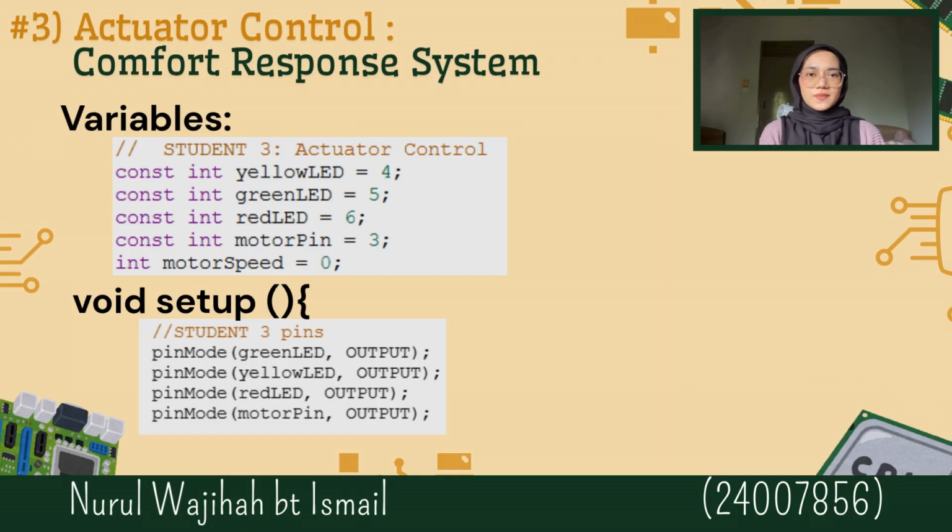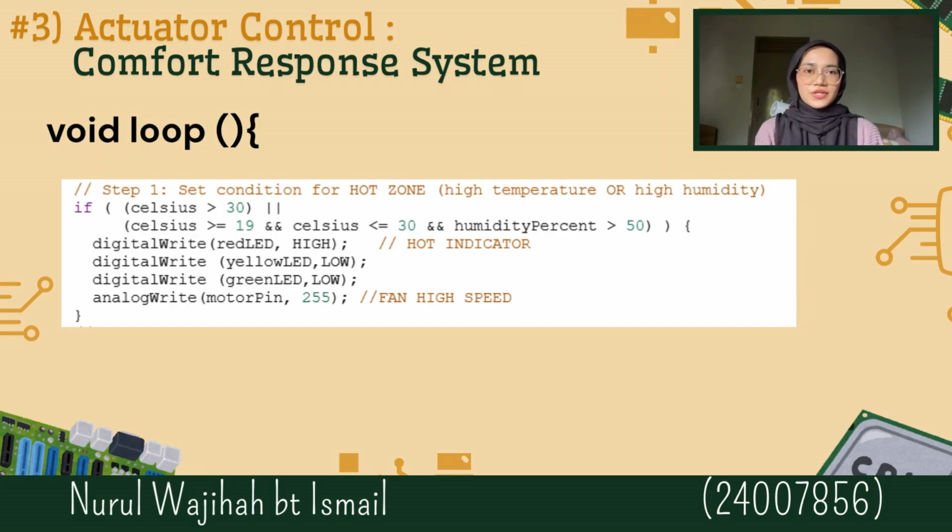So these are the variables and setup function for the actuator system. The pins for the LEDs and the fan are defined and configured as outputs. Next, we set up the conditions for the three different zones, which are hot, cool, and comfortable. This is done using an if-else statement.